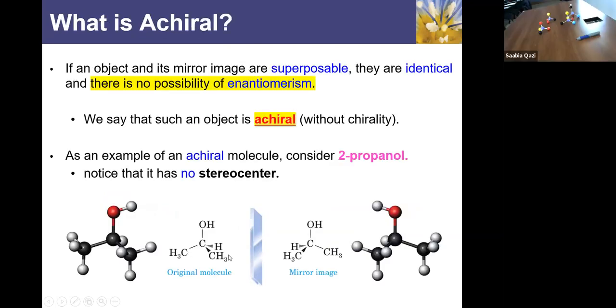Then we move on to the next topic. How can you say that this is chiral? You have to remember 3 things. A molecule to behave as chiral should have at least 3 things. 1, it should have what? A chiral carbon, which has what? 4 different groups attached to it. Point number 1. Point number 2, there should be non-superimposable mirror images of each other.